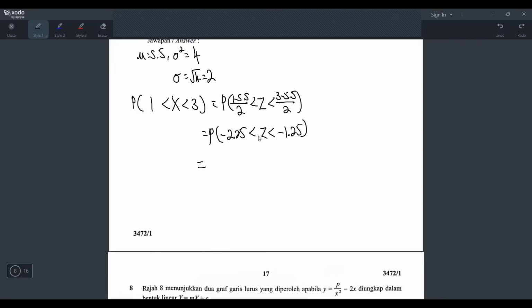Okay, this one is like in between, right? So what you do, you can sketch the bell shape. Okay, you can locate the bell shape beside and then try to determine where's the shaded region. So negative 2.25, negative 1.25, they are both negative, so both will be on the left side, right? But the negative 1.25 will be nearer to the 0, and then the 2.25 will be much further, dia lebih jauh daripada 0, and the shaded region is here, which is in between the two lines.